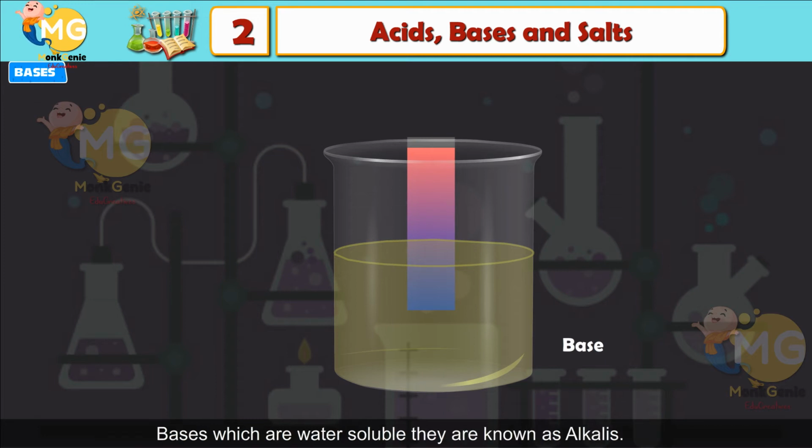Bases which are water-soluble are known as alkalis. They turn red litmus to blue. They have a bitter taste. They also produce carbon dioxide when reacted with carbonates. They also evolve hydrogen gas when bases react with metals.